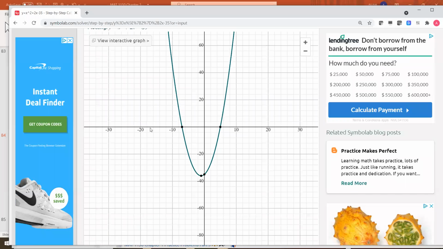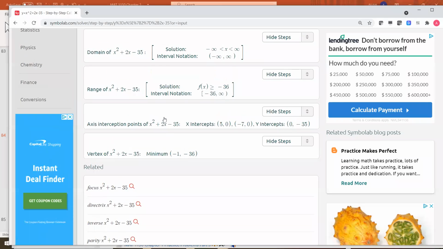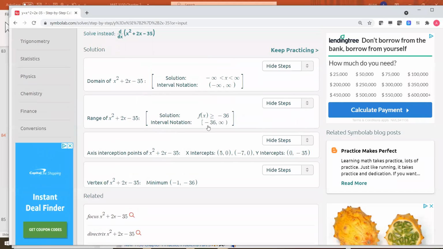But what about the y's? What about the range? Well, you can plainly see the range starts here. The global minimum, as it's called, or the vertex, represents the boundary for y. So in this case, the range is actually everything from -36 up to +infinity. And there it is right there. The question is, how do we find that out?